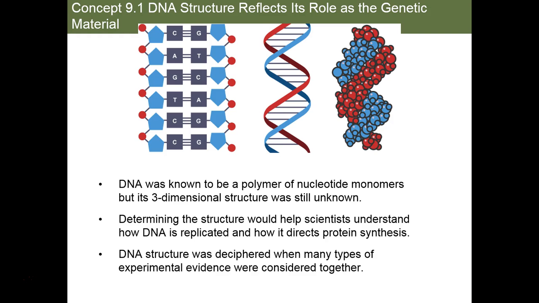With evidence mounting that DNA was a genetic material, researchers knew that DNA was a polymer of nucleotides. However, its 3D structure was unknown. By knowing the structure of DNA, scientists could understand how DNA replicated and directed protein synthesis. The structure of DNA was deciphered when many types of evidence were considered together.